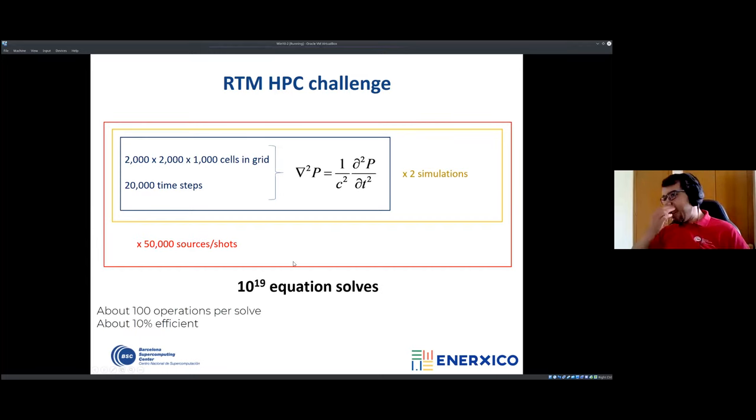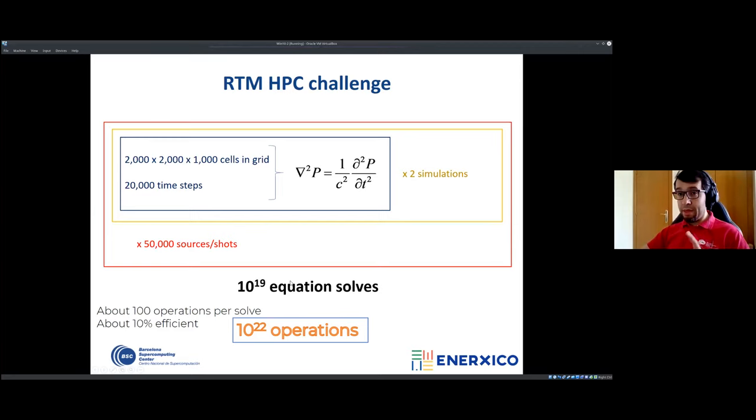Now, this equation takes about 100 operations per solve. If we decompose this and use our typical algorithms, we end up on the order of about 100 operations per equation. And we also know these algorithms are not astoundingly efficient in terms of using all the resources of the supercomputer. We are roughly 10% efficient. This number might vary, but let's use this rough number. So this means that we need to be able to perform about 10 to the 22 operations in order to solve this image.